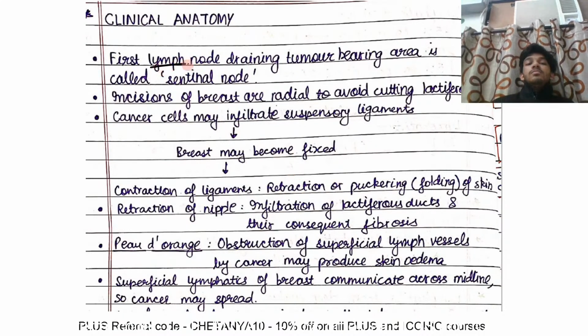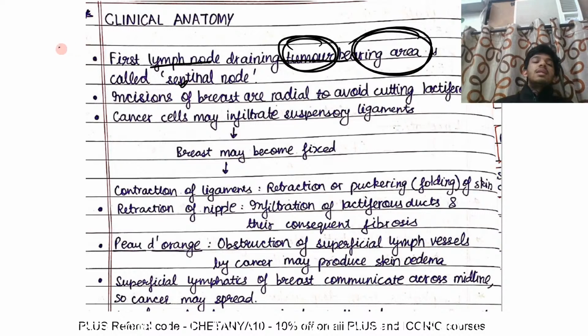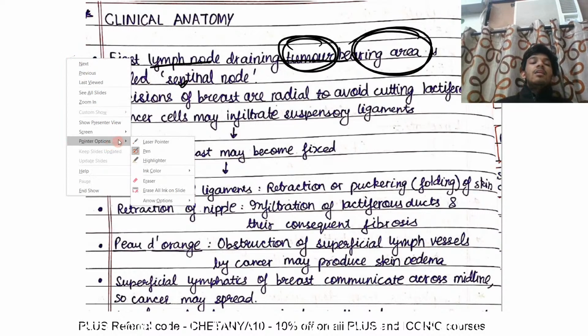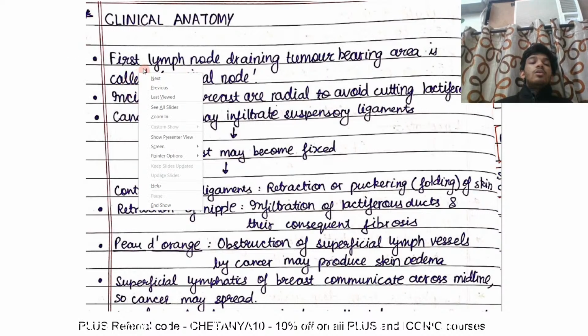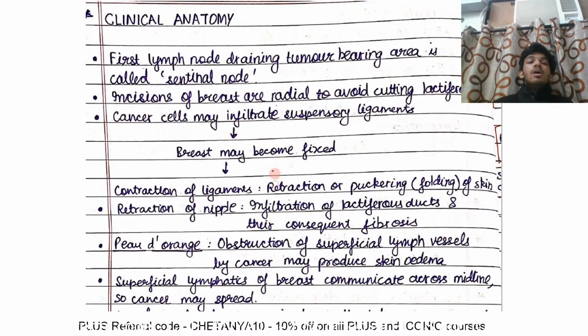The first lymph node draining the tumor bearing area is called the sentinel lymph node. That's the first clinical anatomy point that you have to know. Sentinel basically means a guard, or the first person that is going to guard something. So the first lymph node that drains a tumor bearing area is called the sentinel lymph node.